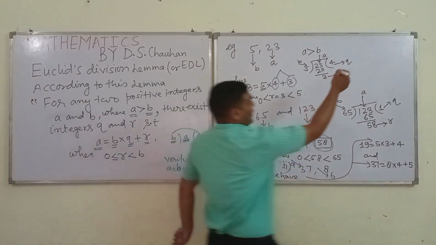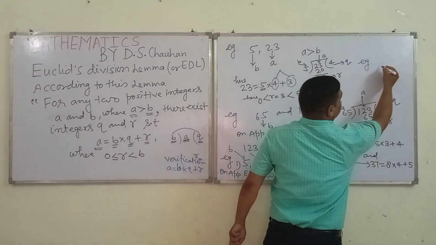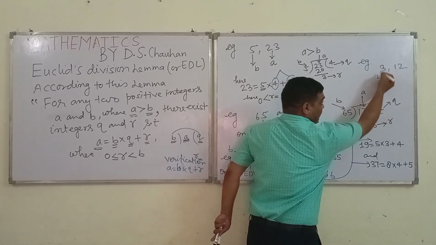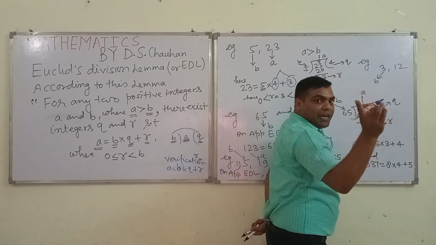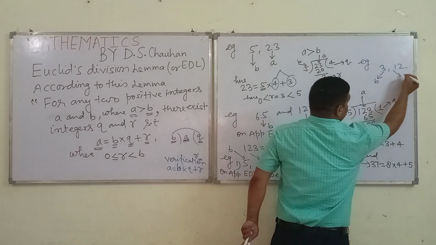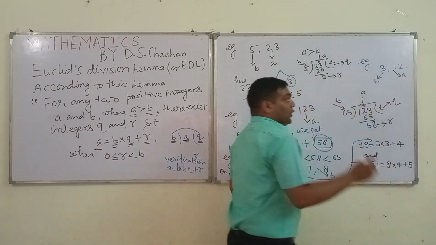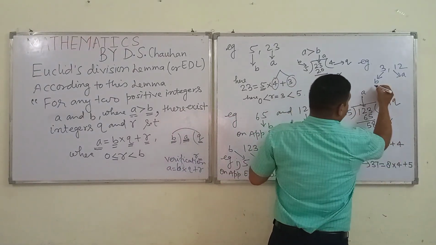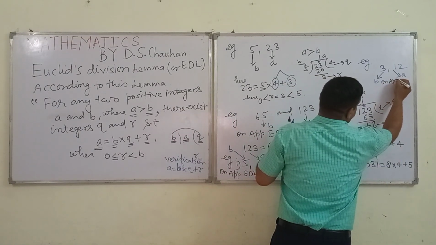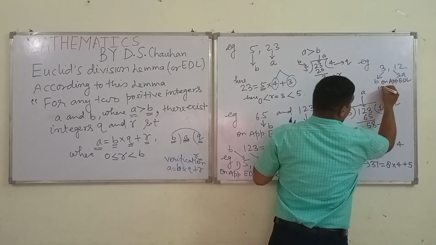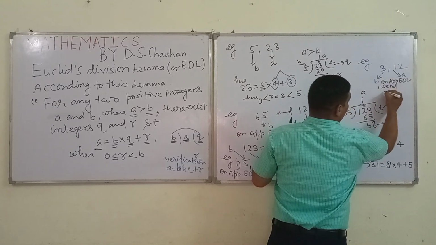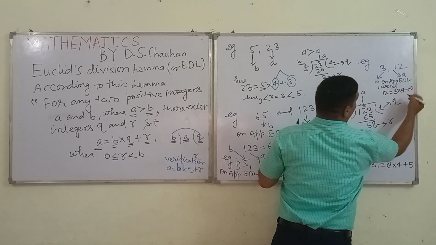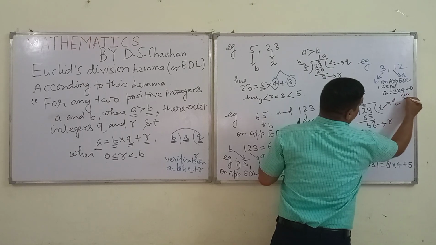Well students, I am providing you one more example. Say we have taken 3 and 12. Let 3 be B, which is the divisor, and 12 be A, which is the dividend. What can we write with the help of Euclid division lemma? On applying Euclid division lemma, we get 12 equals 3 into 4 plus 0.